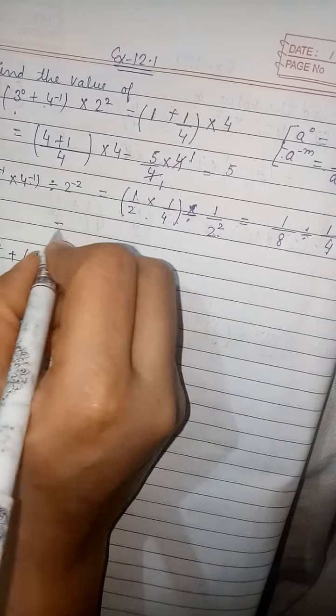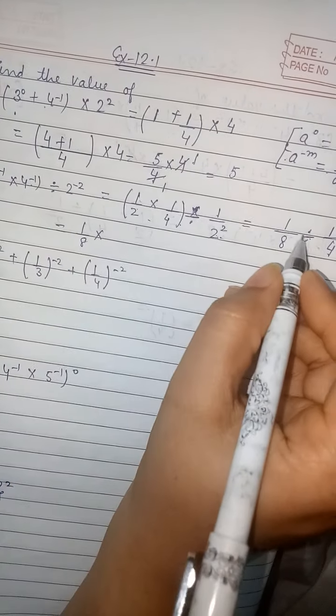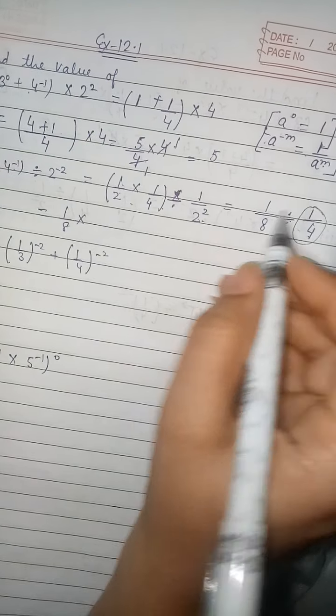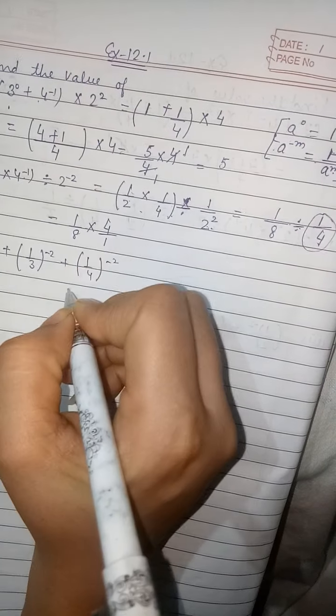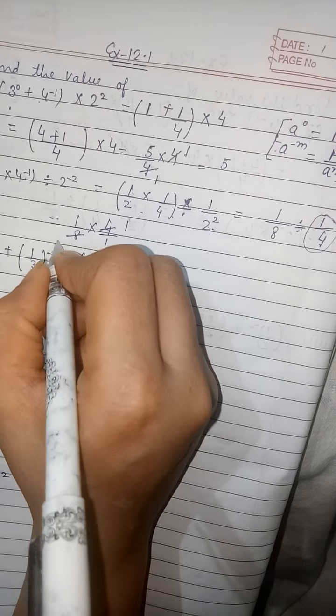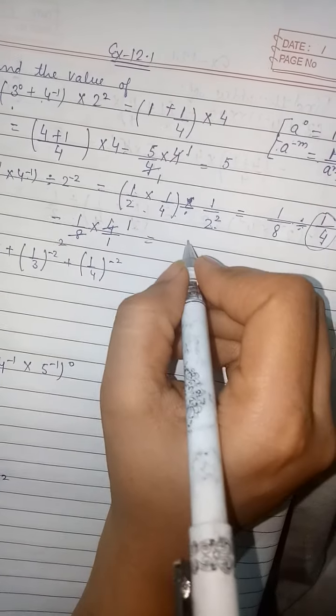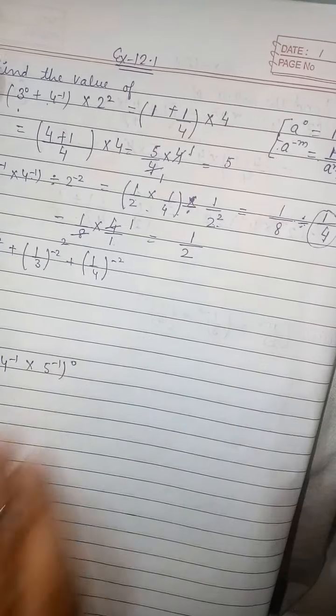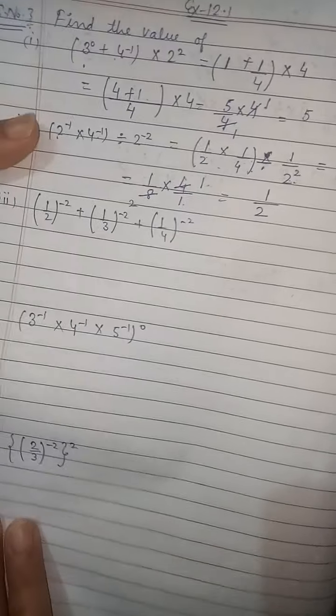Now solving the division, it will be converted into multiplication and this number will get reciprocated. We shall write it as 4 over 1. Now reading the table of 4, 4 ones are 4, 4 twos are 8. 1 into 1, 1. 2 ones are 2. The answer will be equal to 1 upon 2.